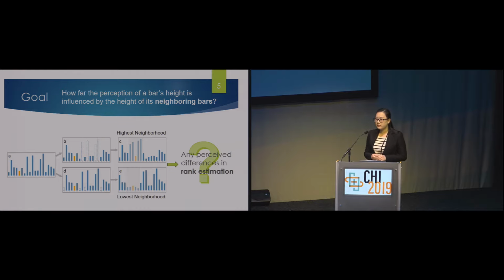To be more specific, we are interested to know whether we could observe any difference in the rank estimation of the exact same target bar when it is placed in different neighborhood conditions. We mainly worked on two neighborhood conditions, the highest neighborhood and the lowest neighborhood. The highest neighborhood is constructed by the top 20% highest bars in the group, while the lowest neighborhood is constructed by the top 20% lowest bars.